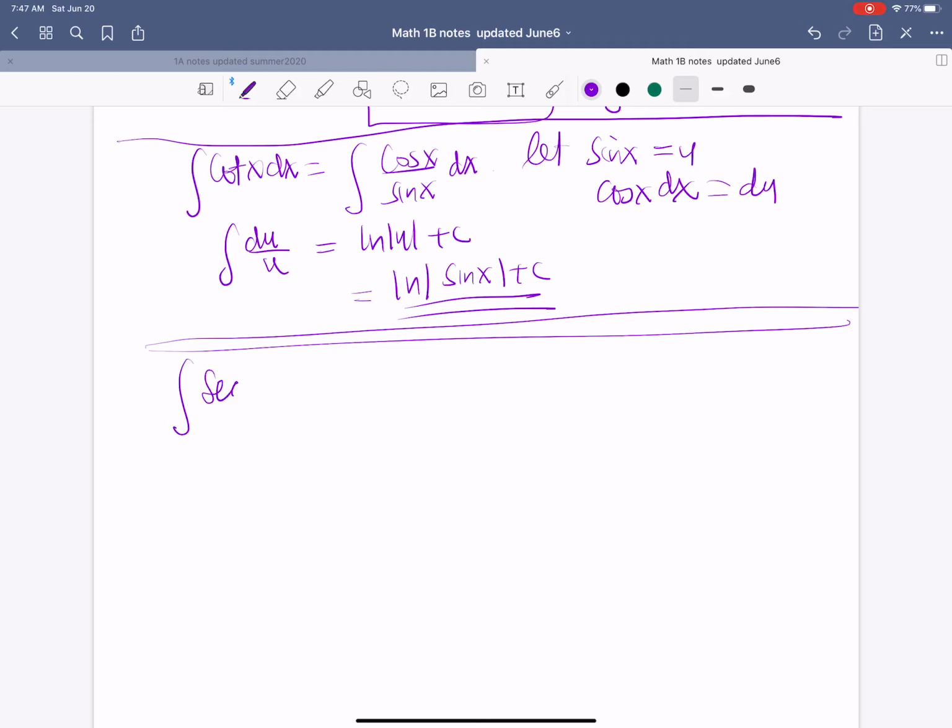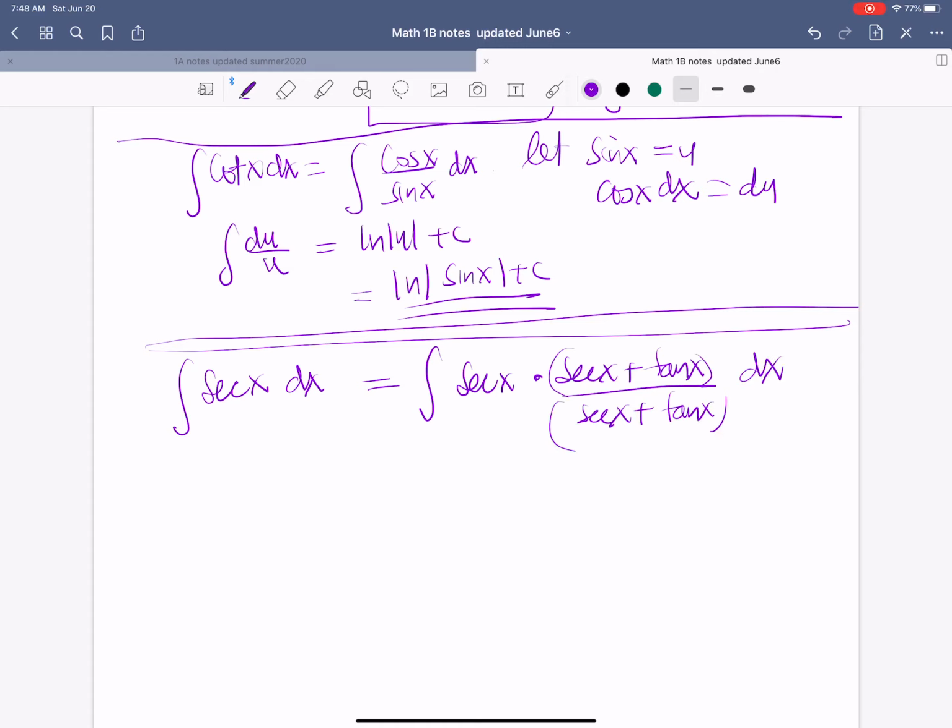Integral of secant x dx. There is no function whose derivative is secant x, so it's not one of the elementary ones. We have to use a clever technique here. We have to multiply top and bottom by secant x plus tangent x. Now we will distribute the secant x in here, and that's going to leave us with secant squared x plus secant x tangent x divided by secant x plus tangent x dx.